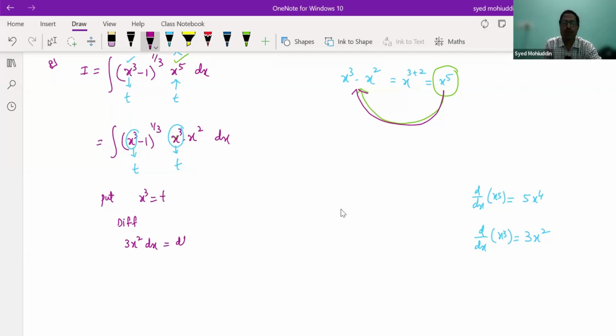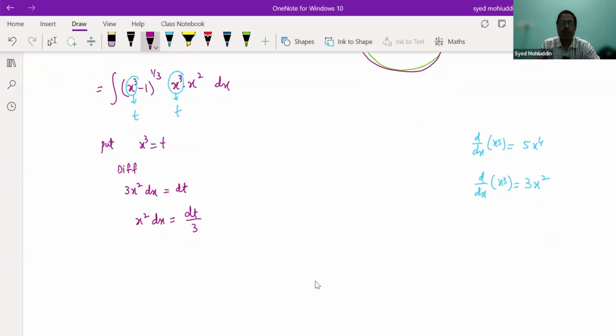dt. But what you have over here is x squared dx. Therefore, you can write x squared dx equals dt by 3, cross multiplying. So now try to plug this value back into the given integral and see what can be done over here.